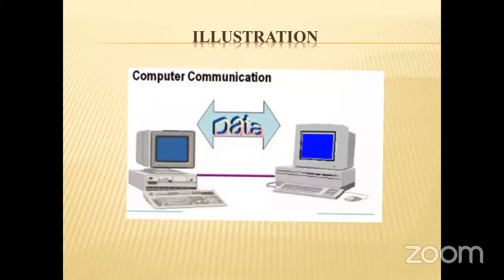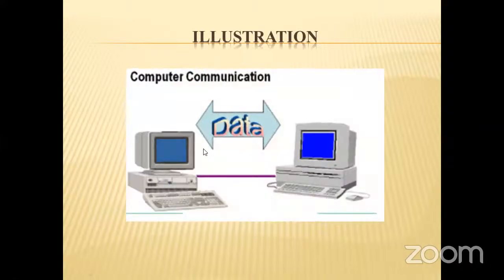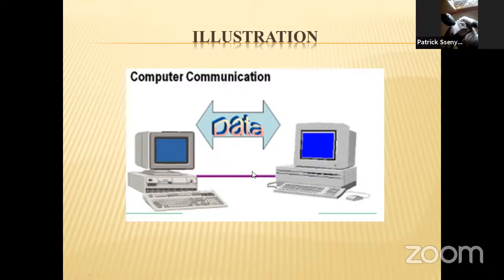So when you look at, we have some illustration, I think it's here. Yeah, this illustration is showing us what we have talked about, computer communication. You're seeing the two computers and you're seeing data. So it's this data that is being transmitted from computer A to computer B. And this purple lining is our media or our channel that we are using.